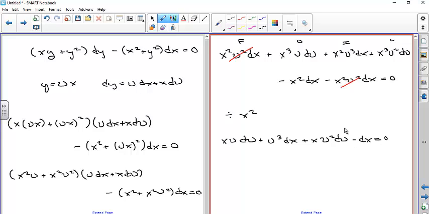And that equals 0. So we'll move all the stuff involving dx to one side. So you get x nu d nu stays on the left-hand side, plus x nu squared d nu. And then we've got dx. This becomes positive, and this one becomes negative.